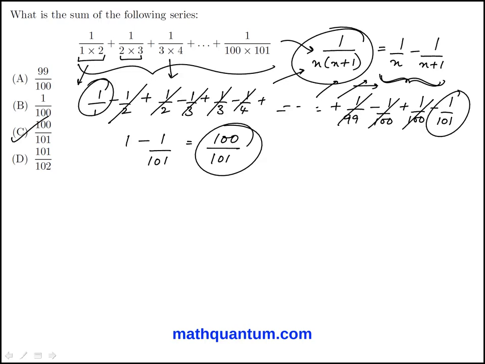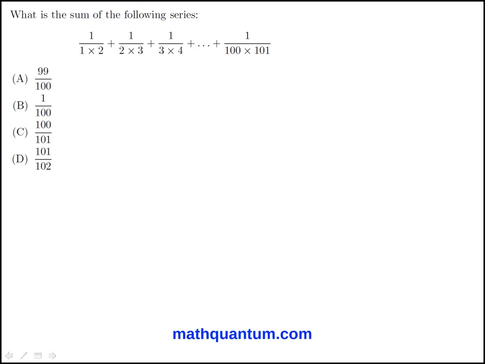But let's say you haven't seen this before. What are our other options to handle a problem like this? In that case, what you can do is to find the sum of the first term, the first two, the first three, the first four, and see if you can create a pattern. So if the number of terms is 1 in the series, the sum is half.